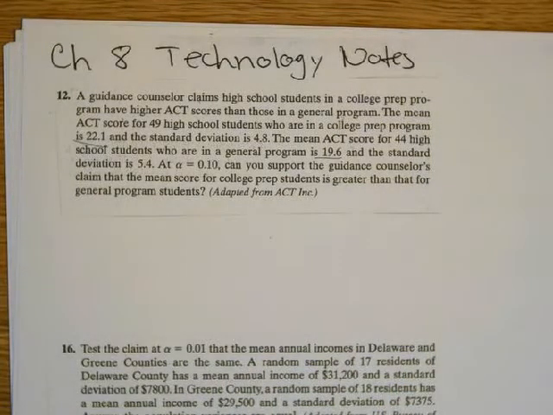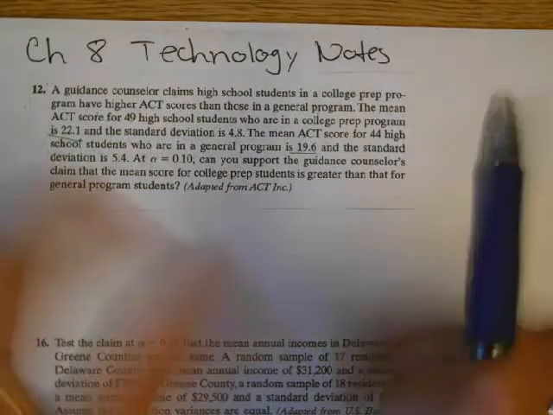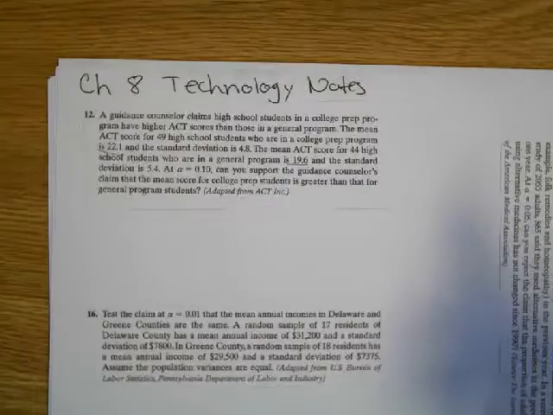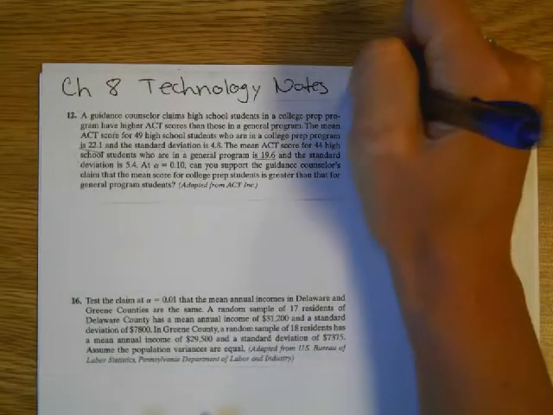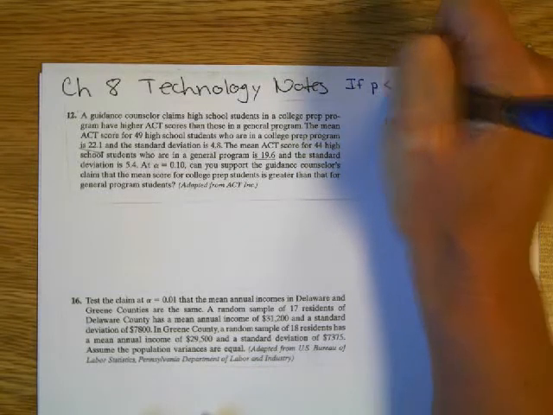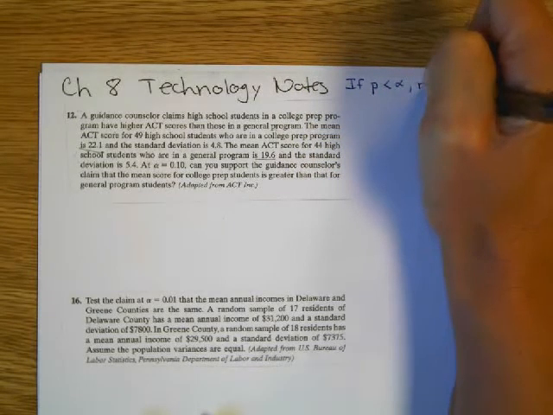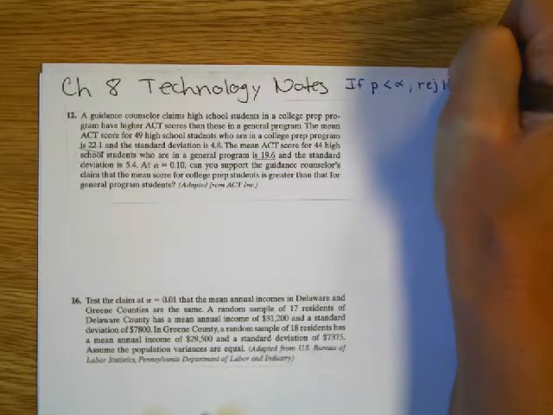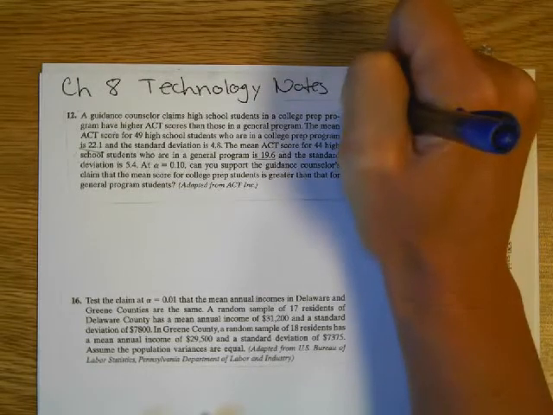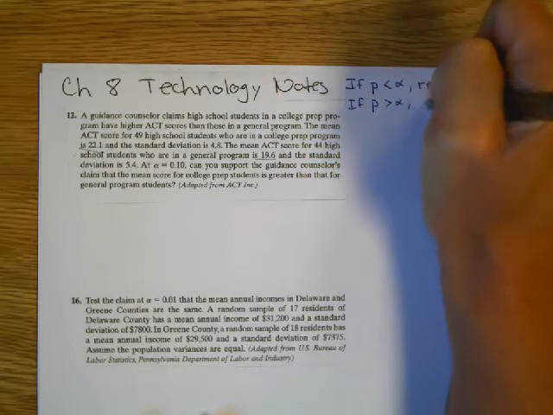Another day, another different test. And it's just like last chapter where all we care about at the end of the program is the p-value. So, at the top, if the p-value comes out smaller than alpha, we're going to reject the H0. And if the p-value comes out greater than alpha, we're going to fail to reject the H0.